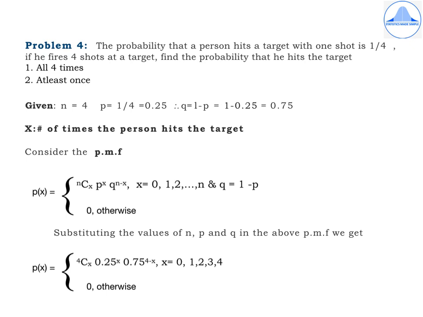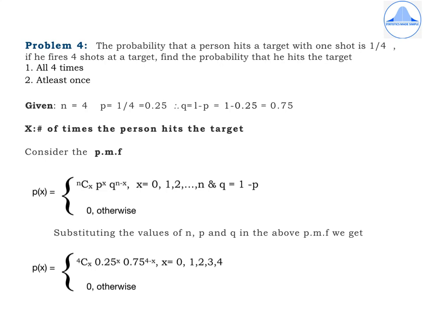Problem 4. The probability that a person hits a target with one shot is 1 by 4. If he fires 4 shots at a target, find the probability that he hits the target. First subdivision, all 4 times. Second subdivision, at least once.